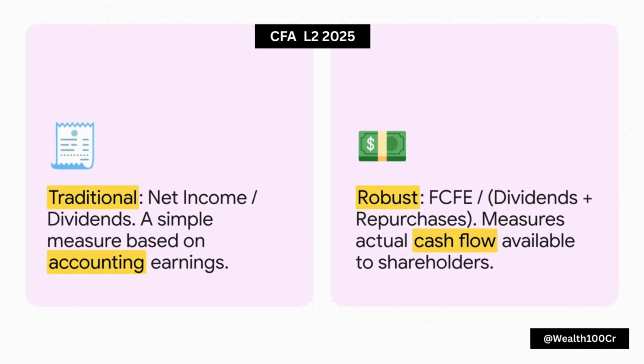The traditional way to look at this is the dividend coverage ratio. It's just net income divided by dividends. It's a decent starting point, but we can do way better. A much stronger metric, and the one you need to focus on for level 2, is the free cash flow to equity coverage ratio. This looks at the actual cash flow left over after all reinvestment, and it compares that against all the cash payouts, both dividends and repurchases. It tells you if the company is truly generating enough cash to back up its promises to shareholders.